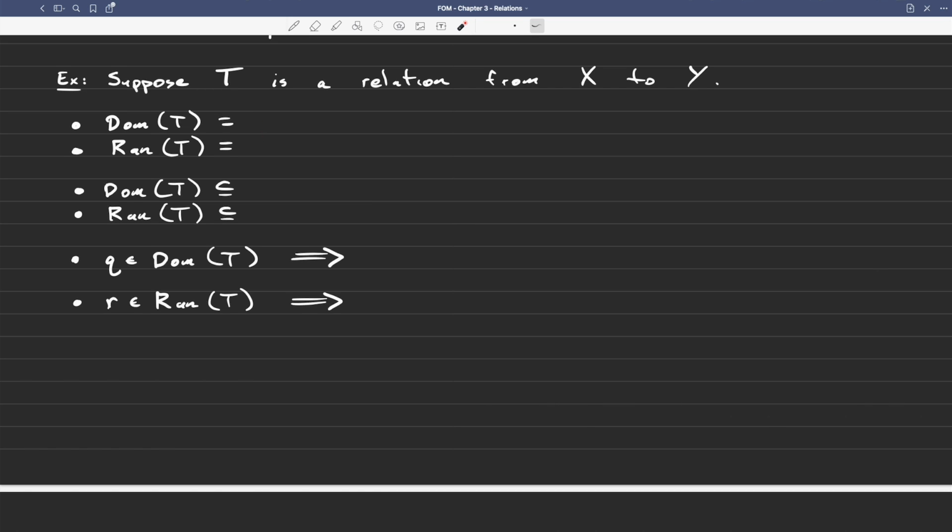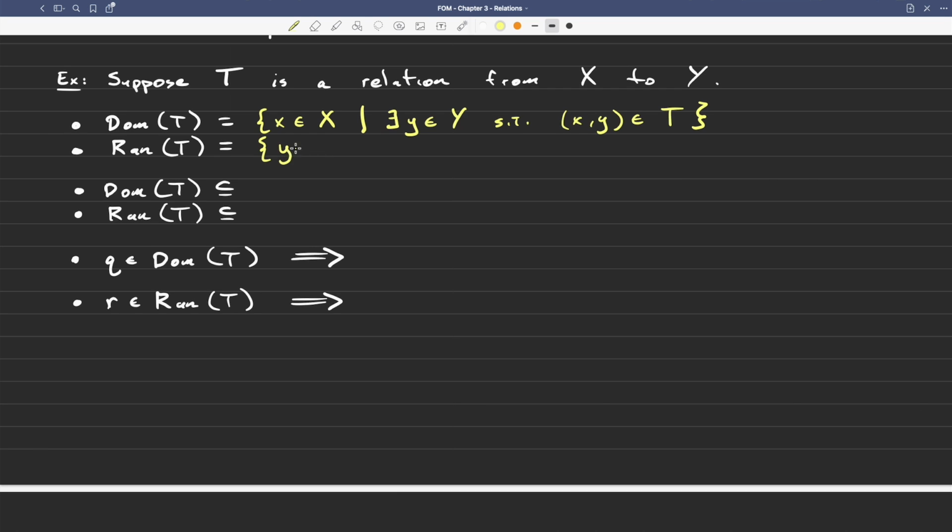So the domain of T is going to be the set of all x's in X having the property that there exists some y in big Y such that x comma y is in the relation T. So what I captured here is that the domain of big T is the set of all first components. And if you think about it, that's what I've got here. I've got all the x's in big X that are paired up with some y as an ordered pair in T. And likewise, range is the set of all y, the second component.